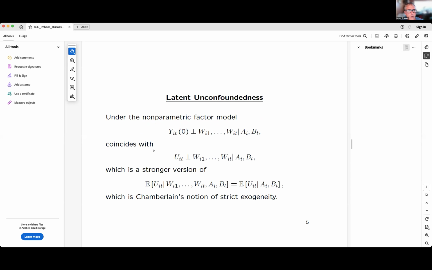It probably would have been helpful for me to just see what the joint likelihood of the potential outcome under control and the treatment matrix looks like, with all these different assumptions, and how that would map out in a likelihood setting. Here I'm making a conditional independence assumption, a little stronger than what's made in the paper. Under the nonparametric factor model, it coincides with a stronger version of what Chamberlain would have called strict exogeneity. So just a small comment, and I think a useful connection.